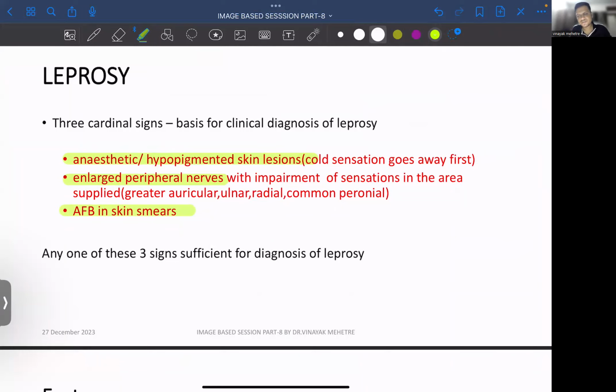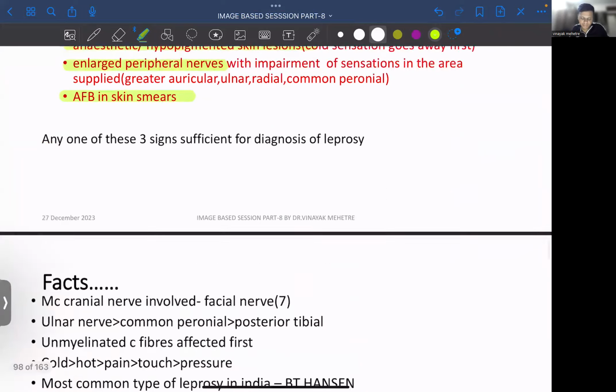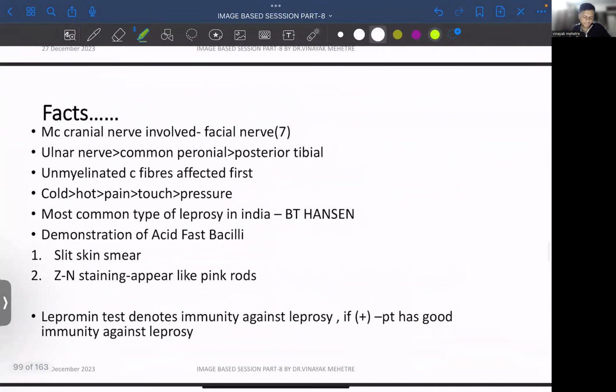Then there are some one-liners which they will ask. Sensation for which type of temperature will go first? The answer is cold temperature. Which nerve is most commonly involved? The answer is ulnar nerve. The most common cranial nerve involved is facial.